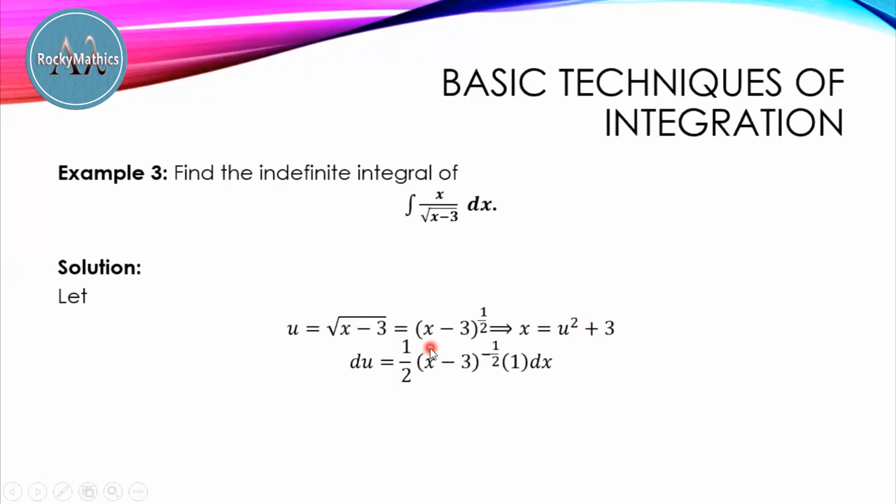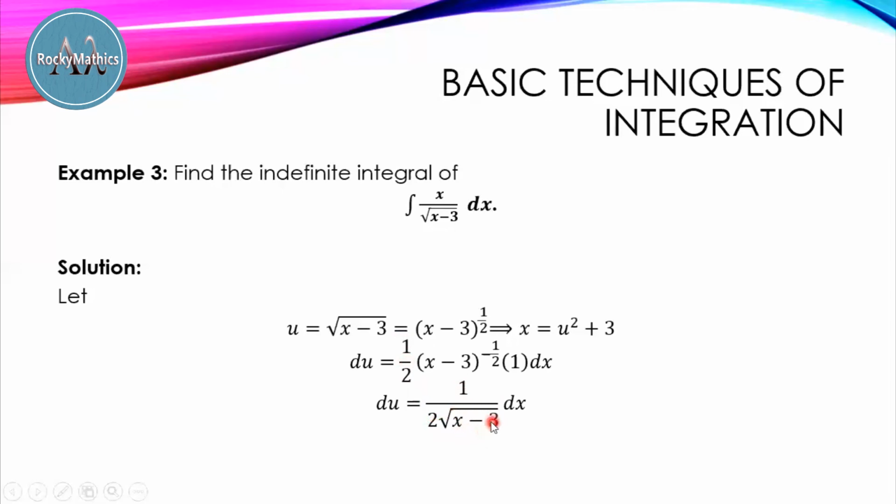So next is to find the derivative of this. The derivative of this is using the power rule. This is equal to 1/2 times x minus 3 raised to negative 1/2, times the derivative of the innermost function, which is equal to 1, dx. So this expression is just equal to 1 over the square root of x minus 3, right? But since we still have 1 half, the whole expression becomes 1 over 2 times the square root of x minus 3.